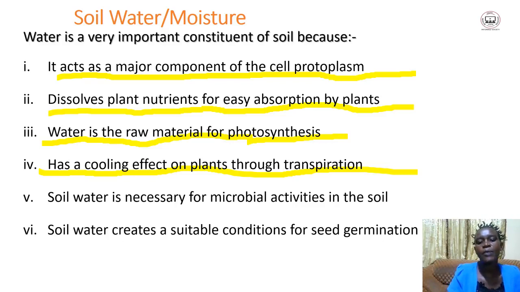Apart from that, soil water is also necessary for microbial activities in the soil. If you still remember, we mentioned the decomposition process. That decomposition process is facilitated by microorganisms. In order to be active, those microorganisms need some soil water. So soil water is necessary for microbial activities in the soil. Also, soil water creates a suitable condition for seed germination. In order for seeds to germinate, they need three important things, and one of them is water, apart from air as well as warmth. So soil water helps in seed germination.